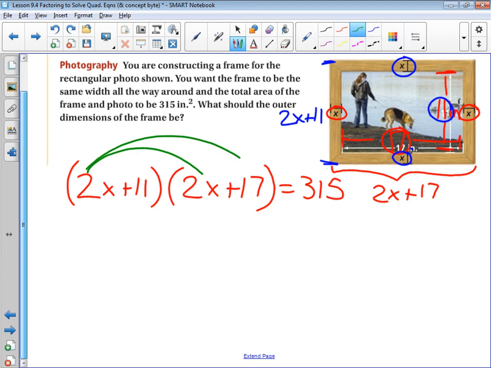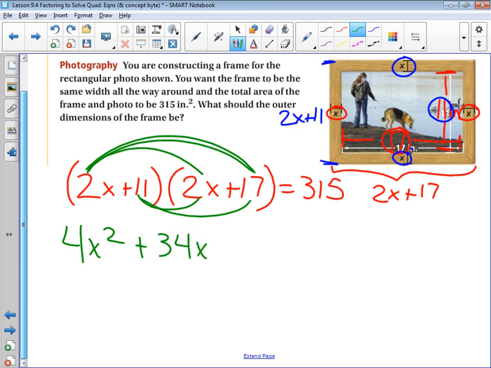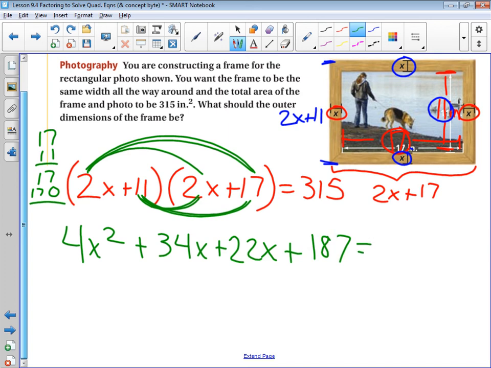You're going to multiply out each of these binomials, and you get 2x times 2x is 4x squared. 2x times 17 is 34x. 11 times 2x is 22x. And 11 times 17 is 187. And that's equal to 315.